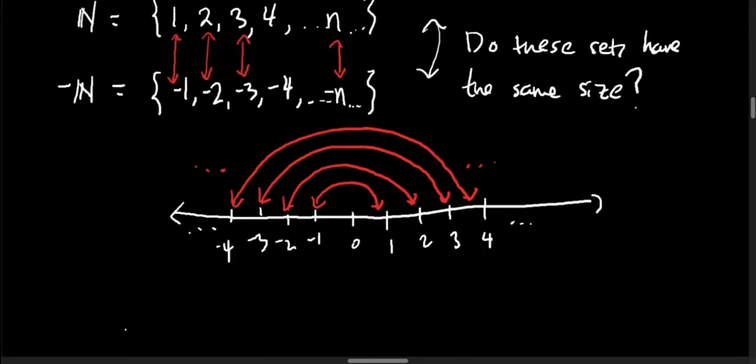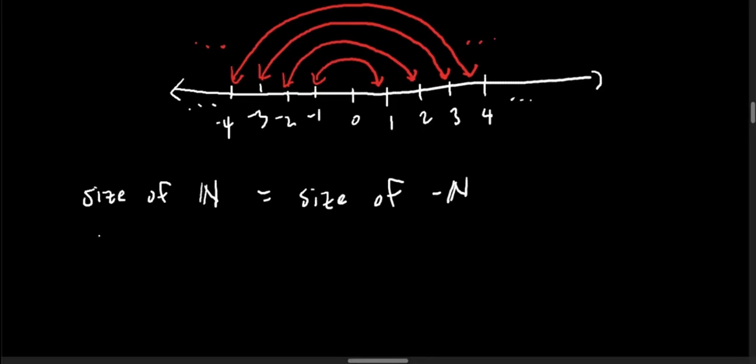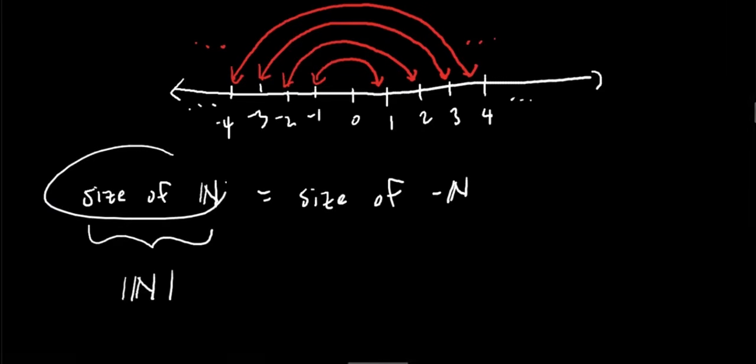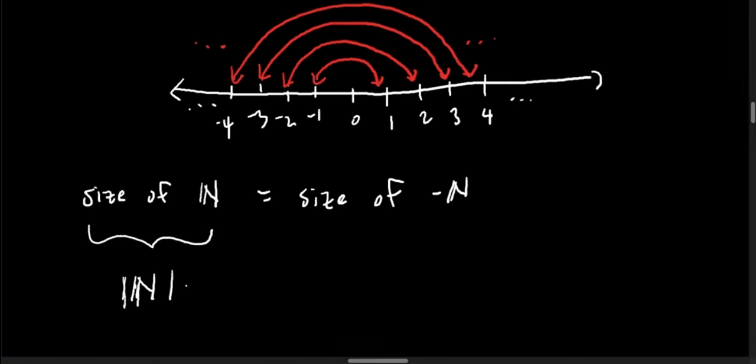So as a consequence, we say that the sizes of the two sets are the same. So we say that the size of N, the set of positive whole numbers, is the same as the size of minus N. We denote the size of N by writing the set and then writing vertical lines around it, sort of like absolute value signs. So let's look at another, much more famous example.